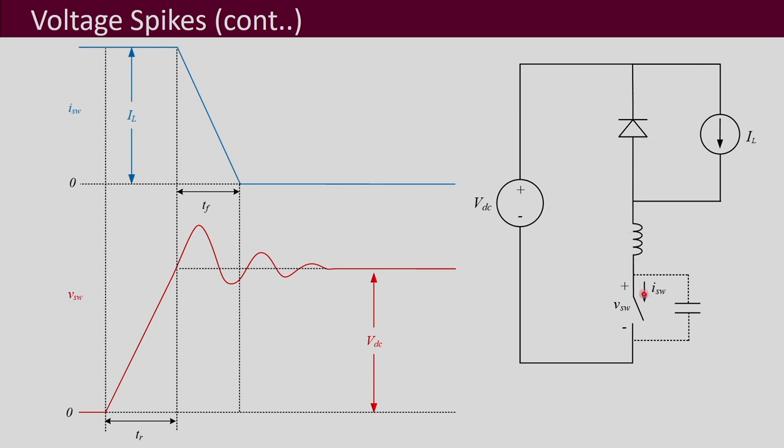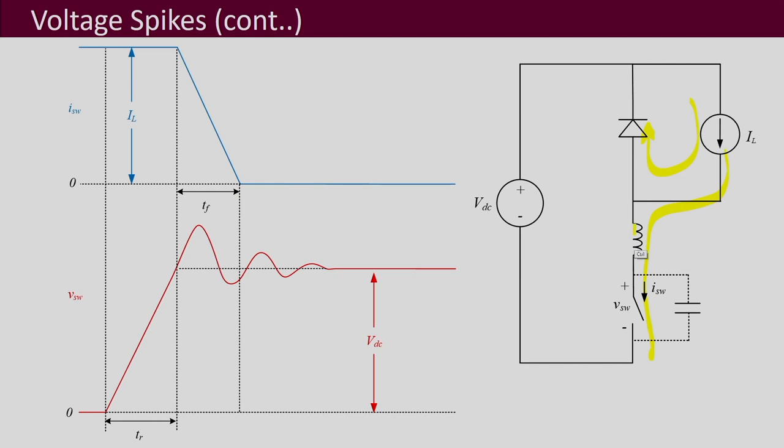In this circuit we are observing the switching of this device. This can be an IGBT or MOSFET or any transistor. Then we have the freewheeling diode. Here this is your load, which is represented as a current source. When this device turns on, the current flows through this switch. When the device turns off, the current freewheels through this diode.